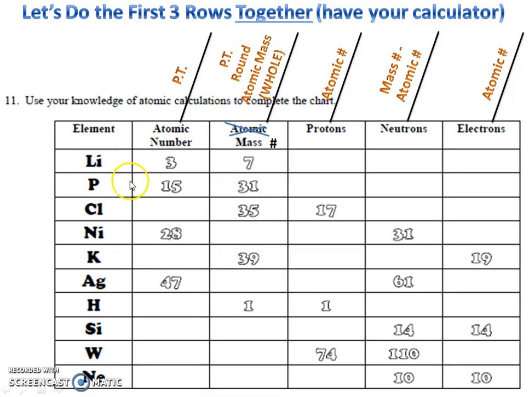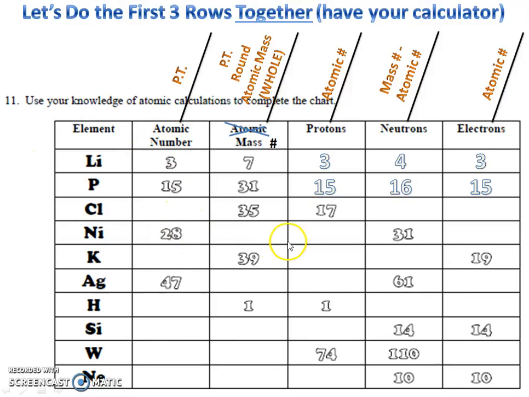Okay, so lithium, they give us the atomic number and the mass. So what are our protons? Easy. Neutrons, we're doing our subtraction. Again, use your calculator. 4, and electrons, 3. How about for P, phosphorus? Again, they give us the atomic number and mass number, so the protons should be easy. Get out your calculator. 31 minus 15 gives you that 16. And again, electrons is 15.